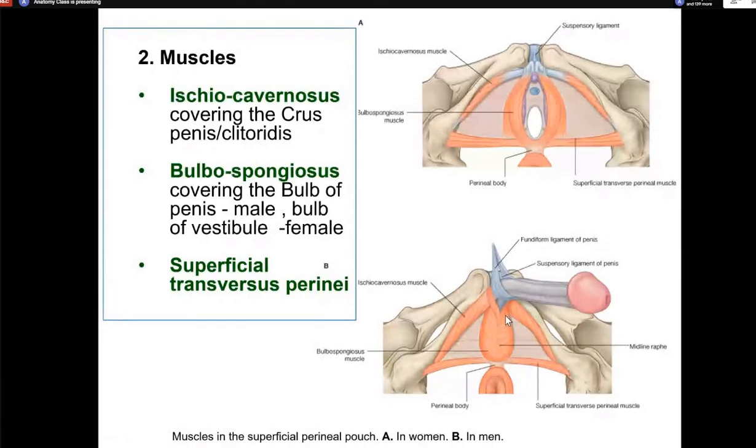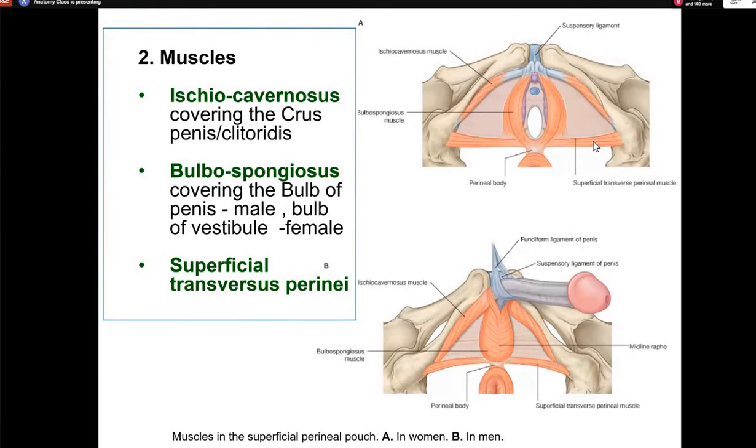Apart from this one, we also have got another muscle. Can you see the transverse muscles present over here? This is known as the superficial transverse perineal muscle. Now we have 2 different transverse perineal muscles. One is the superficial one. Next one is known as the deep one. So the superficial transverse perineal muscle is the content of superficial perineal pouch, and the deep is the content of the deep perineal pouch.